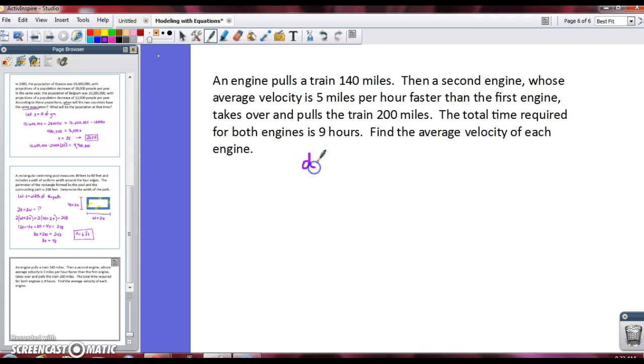Think back, you probably did this a while ago. Distance is equal to rate times time. We're trying to find that rate or that average velocity. So, we can look at this a couple of different ways. But what I like to do is make a little chart here. We've got train 1 and we have train 2. Train 1 travels a distance of 140 and is traveling at a rate of r.